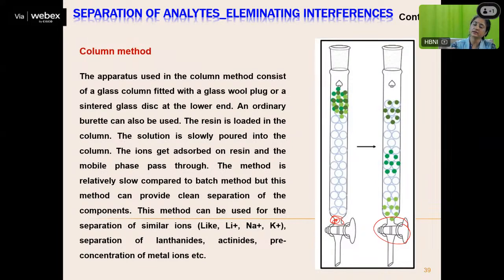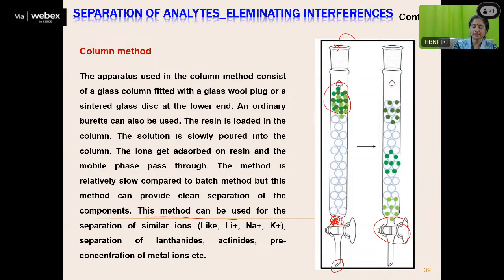That slurry needs to be poured inside the column, where some glass wool will be put, and then you load your solution. Load the mixture to be separated, and slowly you pour your eluent and let the eluent droplets come out from this end. Then your ion of interest will be separated slowly.